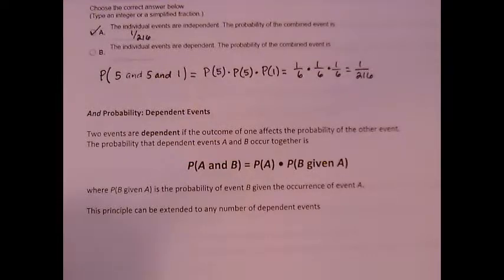So one will depend upon the other in this case. Now here, the probability of B given A is the probability of event B given the occurrence of event A. And this principle can be extended to any number of dependent events.